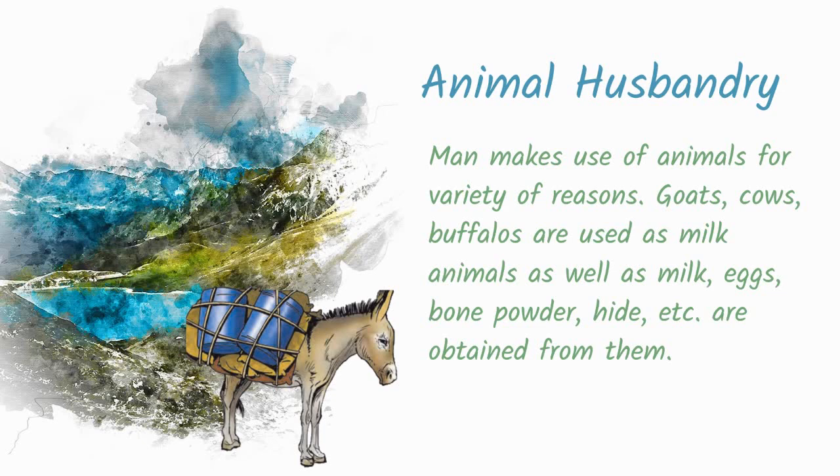Meat, eggs, bone powder. Bone powder is basically the finely crushed bones of animals used as fertilizers. Hide, which basically means animal skin, etc. are other products we get from animals.